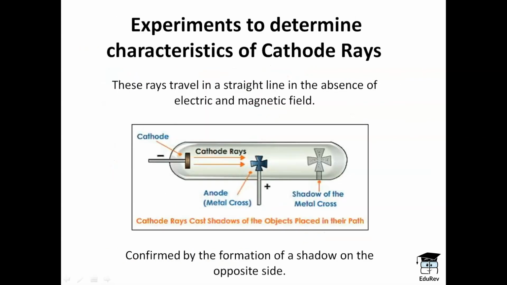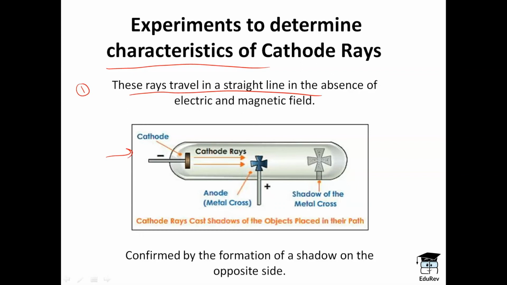So what were the characteristics of these cathode rays? Here I am discussing some characteristics of these cathode rays and the experiments that proved that these characteristics were right. So the first characteristic is that cathode rays travel in a straight line.